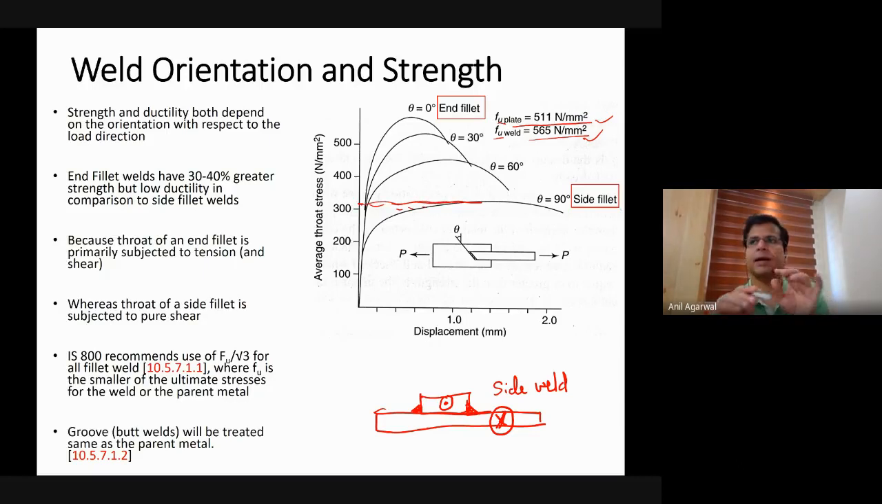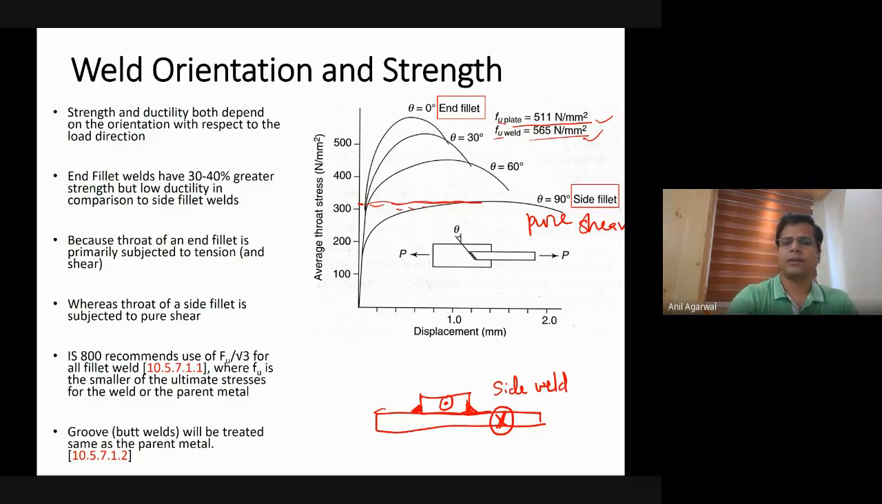And as I had mentioned, this is a pure shear situation, right? Pure shear side weld situation. The capacity is very low, and you can understand that it should be governed by FU divided by root 3. So if you take the smaller of the two FUs and divide by root 3, you will get somewhere close to that value. Okay, because that is a pure shear situation.